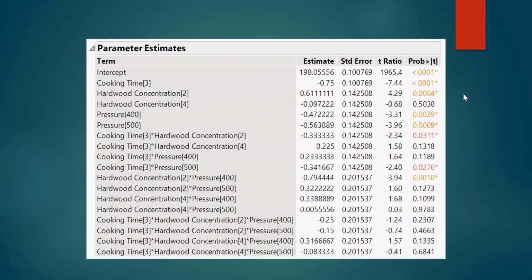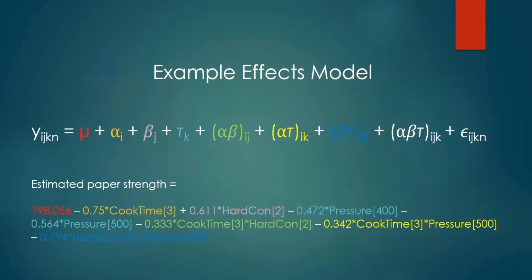As a result, our final model for this example will look like this, where the estimated paper strength is either increased or decreased from a constant according to the treatment combinations being used. As you can see by the matching colors, each term from our parameter estimates corresponds to a particular factor combination at a specified level. In sum, we learned how to check assumptions and create a model for a completely randomized design using a factorial treatment structure.